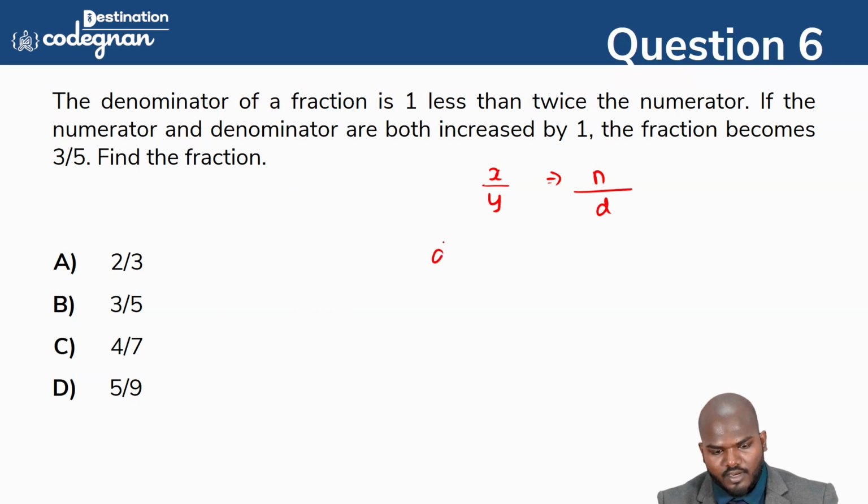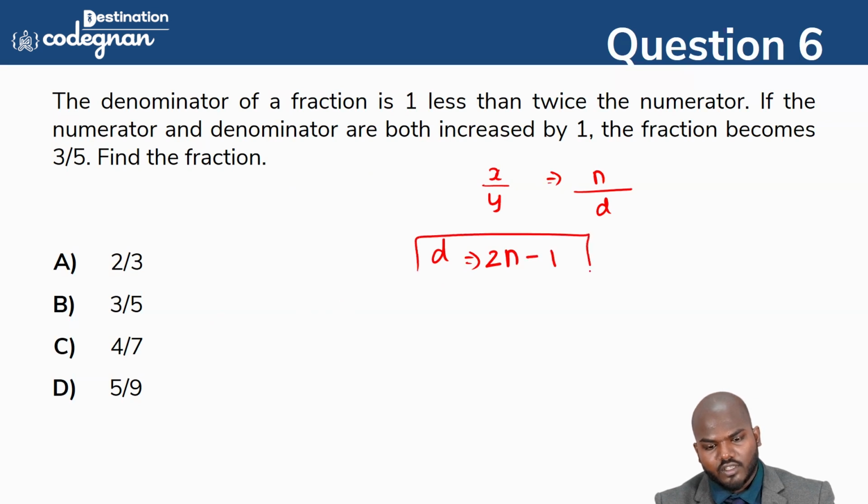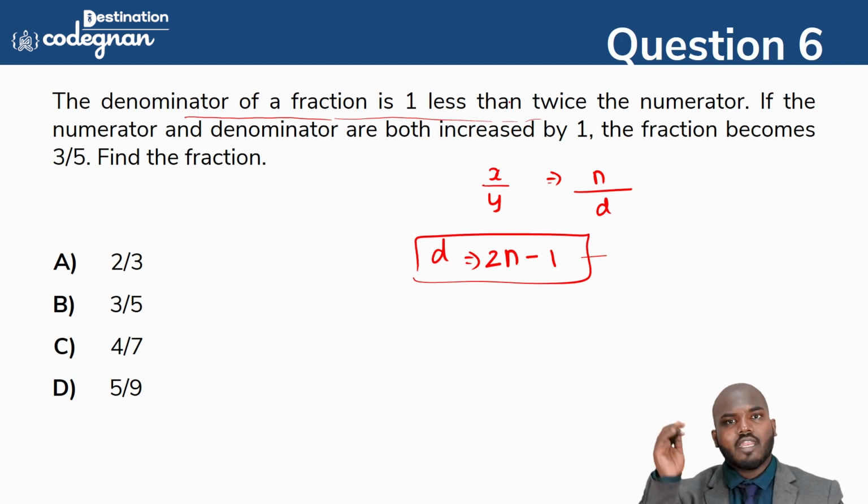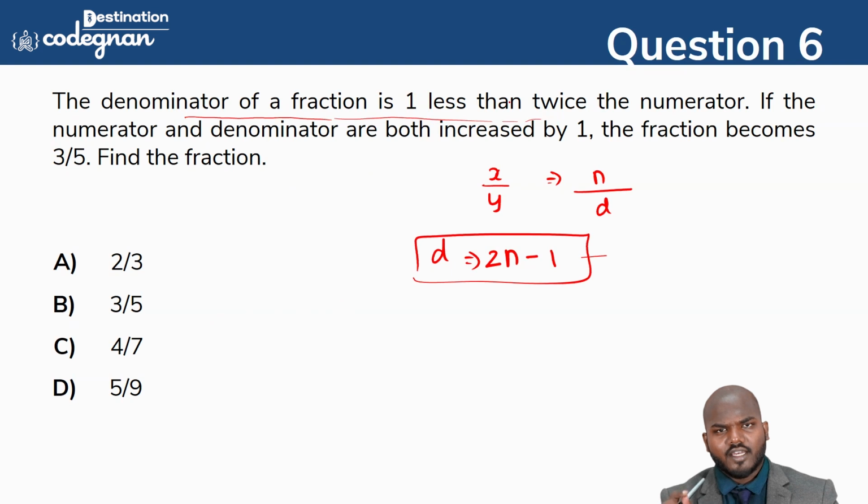Okay, so denominator is equal to 1 less than 2 times the numerator. This is the denominator statement they have given in this particular area. Many people will confuse. Many people will make a wrong thing. But if you understand the question clearly, you can frame it very correctly.